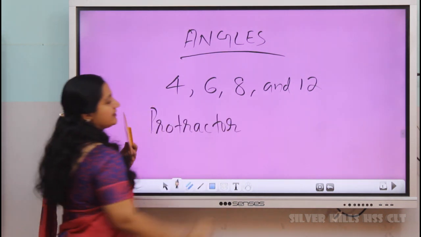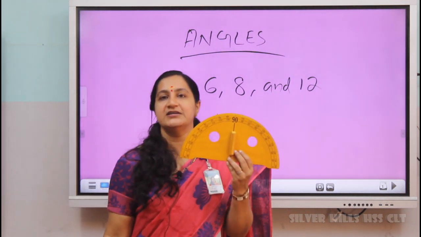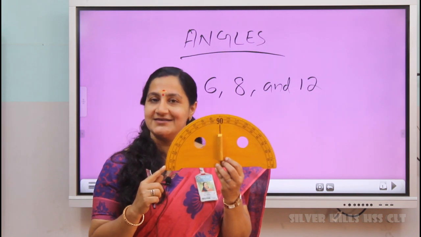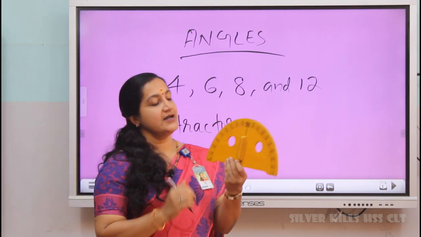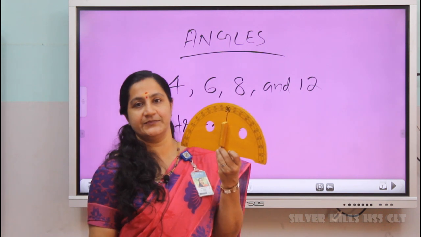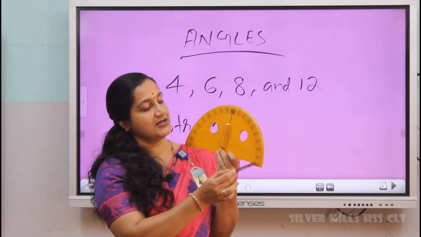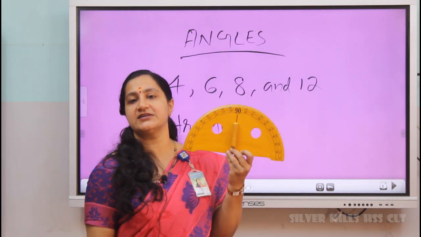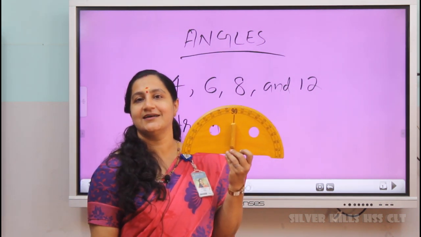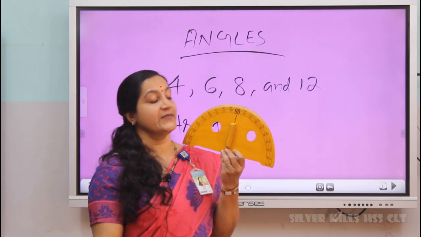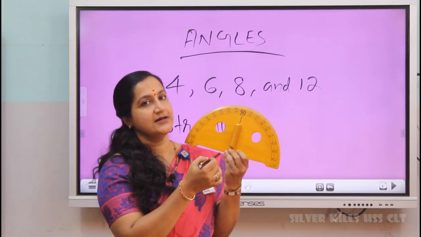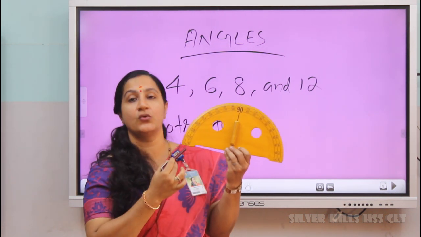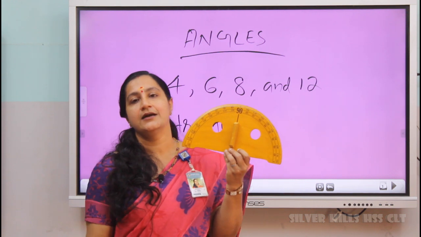Protractor. Is it clear, my dear children? Please, all of you, repeat this. What is the instrument called? Yes, it is protractor. Now see, children, in the protractor, you can see it is marked 0, 10, 20, 30, 40. Okay, you can take the protractor from your geometrical box. Yes. Okay, good. Now look at your protractor. It is very clearly written 0, 10, 20, 30 and so on till 180 degree.